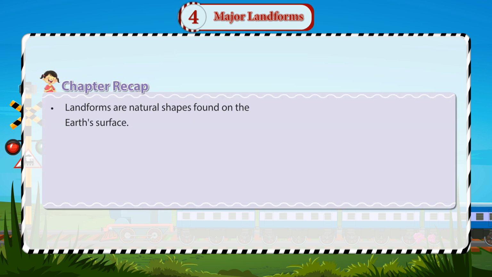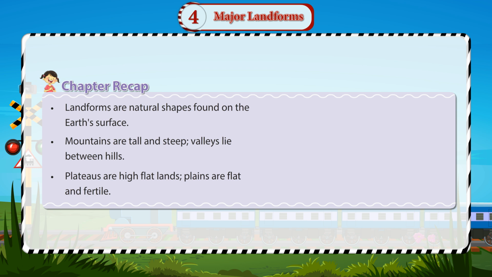Chapter recap. Landforms are natural shapes found on the Earth's surface. Mountains are tall and steep, valleys lie between hills. Plateaus are high, flat lands, plains are flat and fertile.